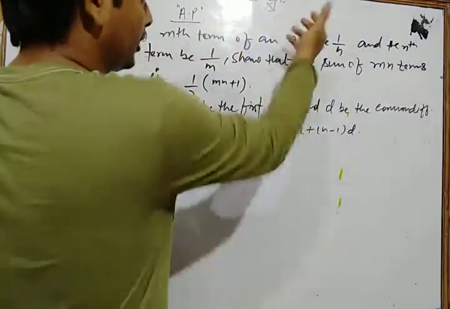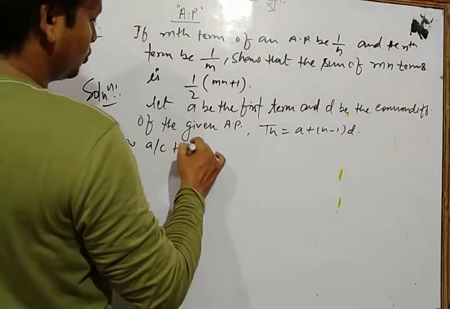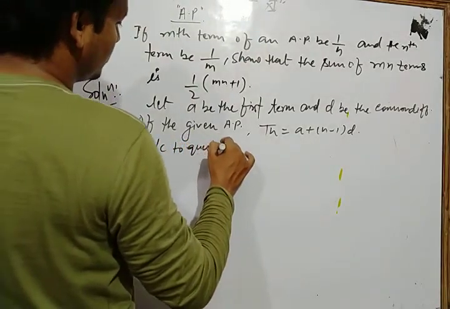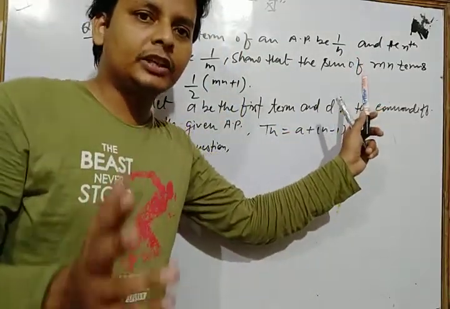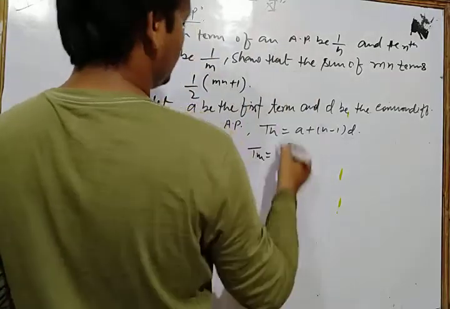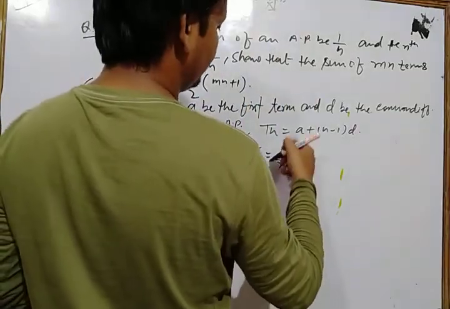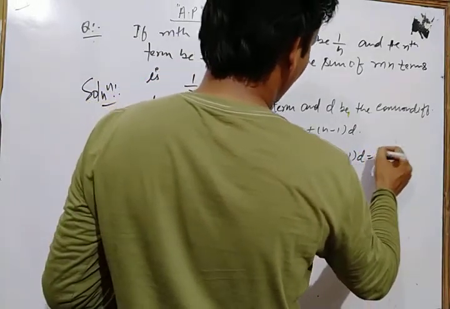Right? Now according to the question, the mth term of this AP is 1 upon n. It means that Tm is equal to 1 upon n. That is, we have a plus (m minus 1) into d is equal to 1 upon n.